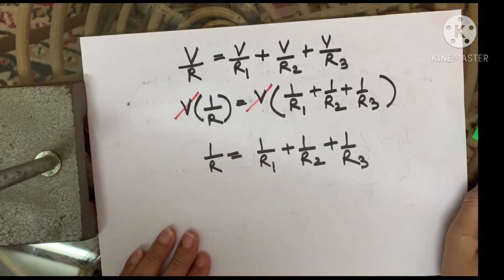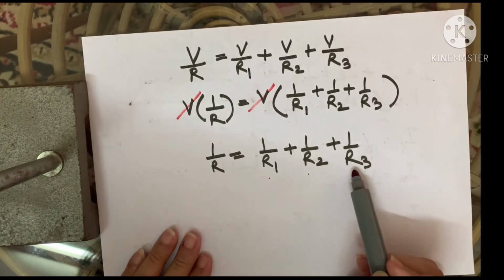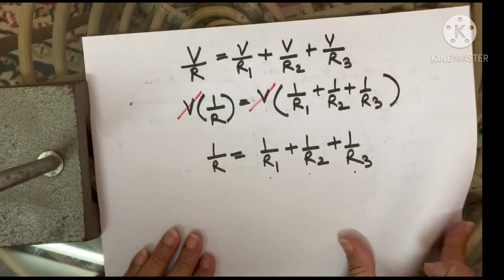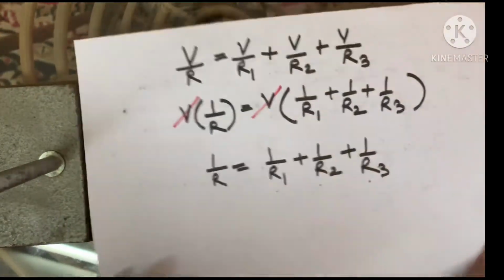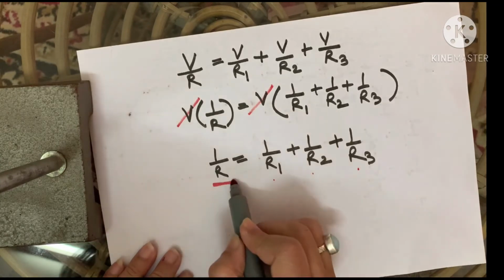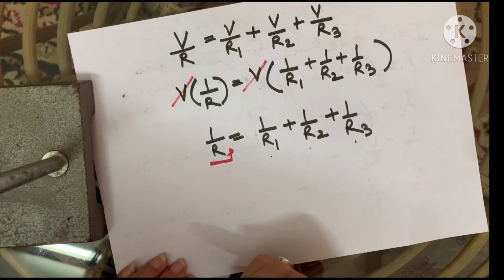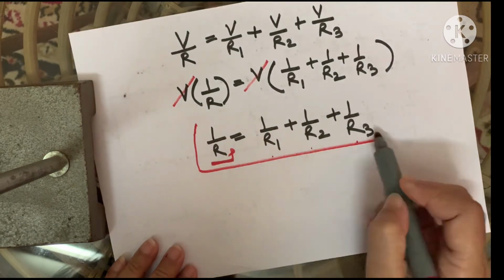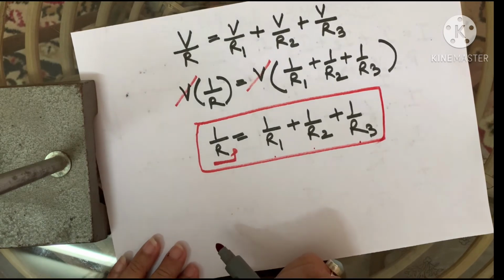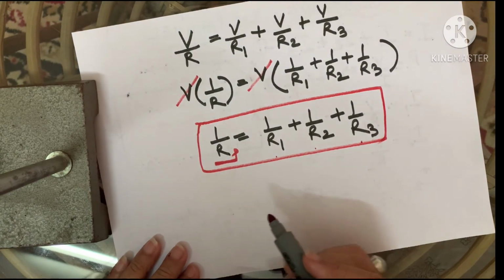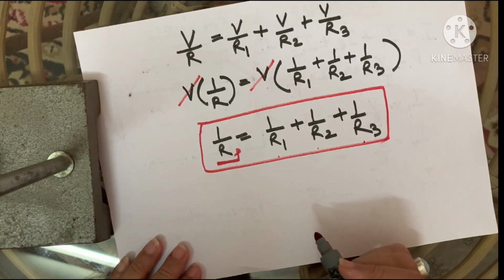So if three resistors R1, R2, R3 are connected in parallel, then the resultant resistance, which we can also call Rp, is given by the formula 1 upon R is equal to 1 upon R1 plus 1 upon R2 plus 1 upon R3.